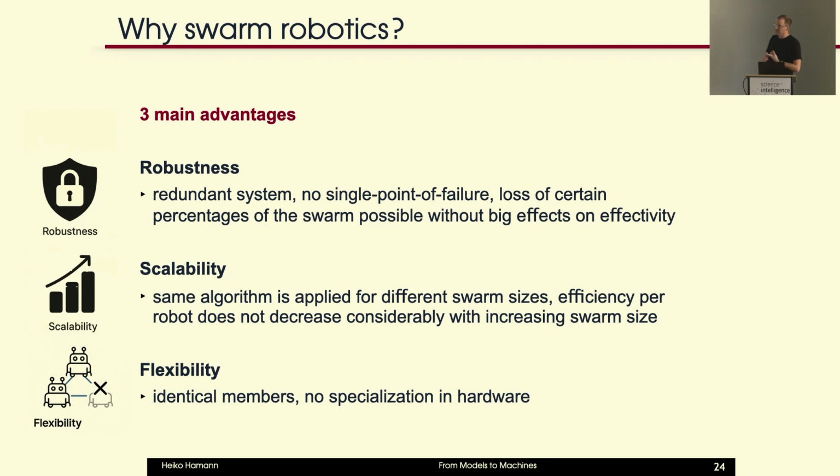So for example, robustness, right? Because all the robots are the same, you have a highly redundant system. So whenever one robot or a certain percentage of robots fail, the swarm should still be effective. Maybe it takes them a bit longer to finish their job, but it will not just break, right? Try that with your smartphone, like remove one component from your smartphone. In most cases, it will just break.